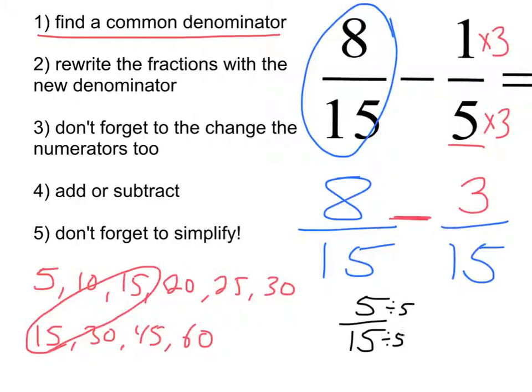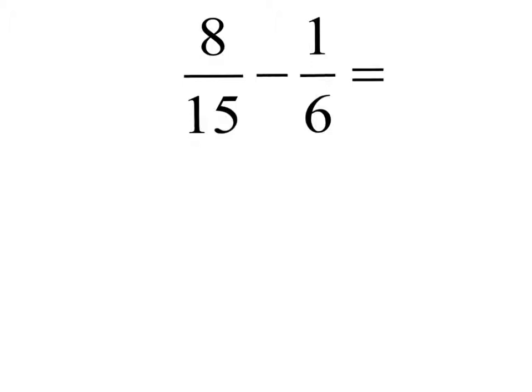So as long as I treat them both equally, just like when I wrote the fraction with the new denominator, I treated the numerator the same way. As long as I treat them equally, I'm still talking about the same amount of material, so I haven't changed the actual number. I'm just renaming it into larger size pieces. So 5/15 is always also the same thing as 1/3. So let's try another one.